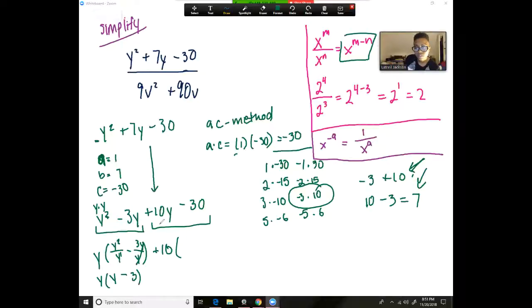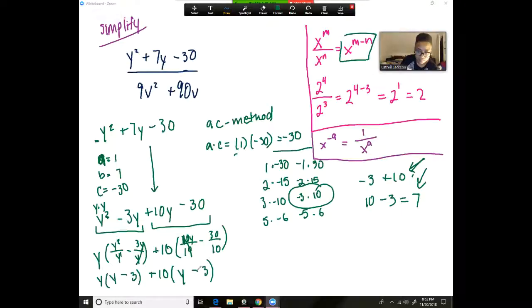So we got 10y divided by 10, minus 30 divided by 10. 10y divided by 10 is actually just y. 10 divided by 10 is 1, and 1 times y is y. And then 30 divided by 10 is 3. We got y minus 3 again. That's what we wanted, and we got it.